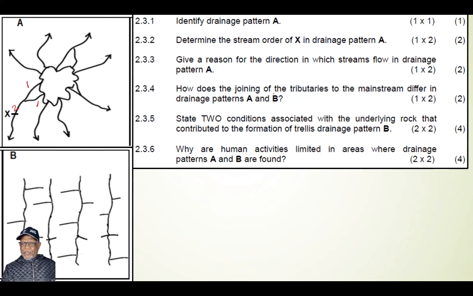How does the joining of the tributaries to the mainstream differ in drainage pattern A and B? You can see the joining here is acute. We have an acute angle, but here you can see there is a 90 degree angle.